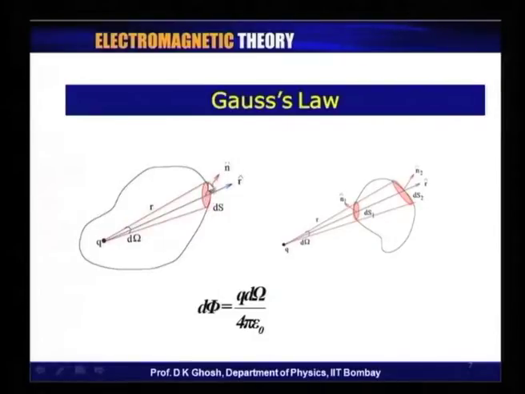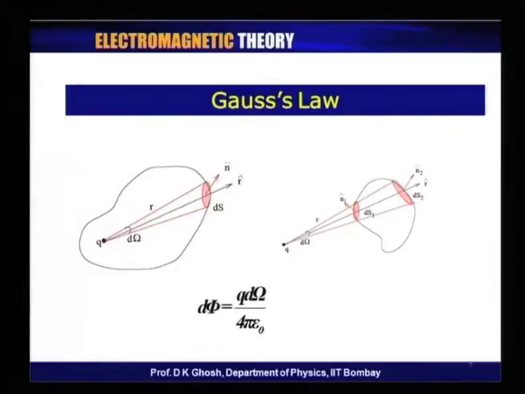As a result, what I get is that d s perpendicular divided by r square gives me d omega. So, d phi is q times d omega divided by 4 pi epsilon 0. So, notice that the flux due to the area element d s depends only on the solid angle that it subtends at the point q.